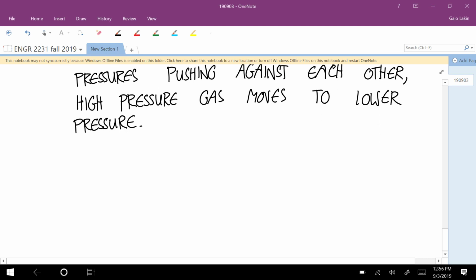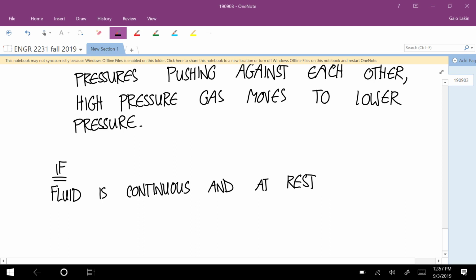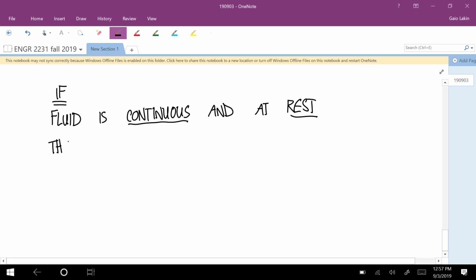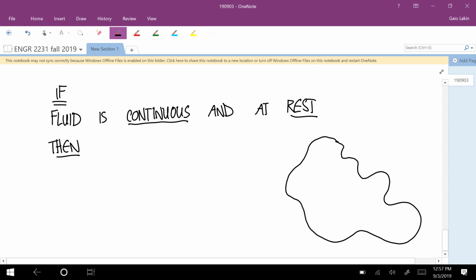Okay, so if you have a fluid, a gas or a liquid, that's continuous and at rest, those are the 2 requirements, then, and let me draw, this is just any arbitrary shape. Right inside here is the fluid.